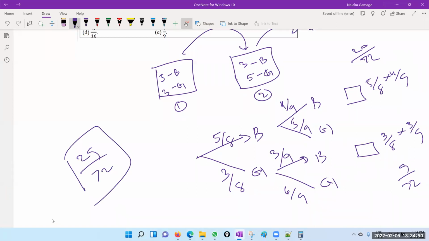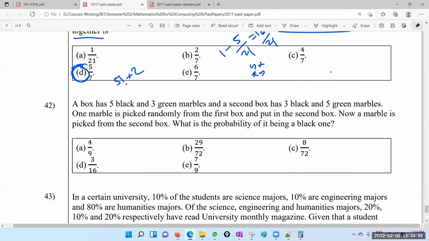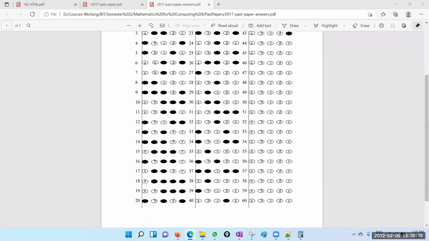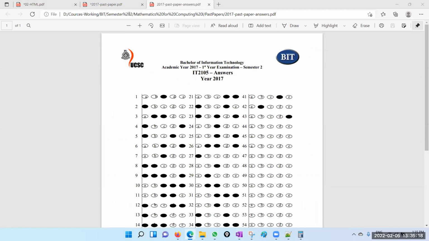Yes, 29 divided by 72. Question 42, the answer is B.